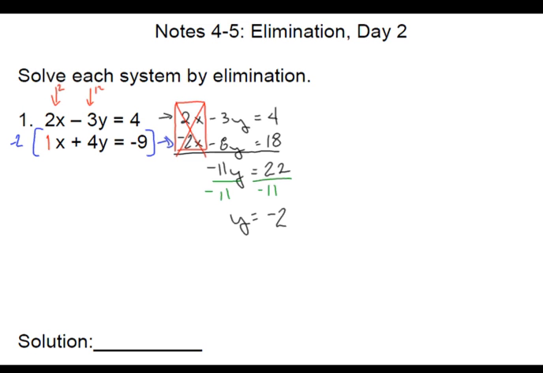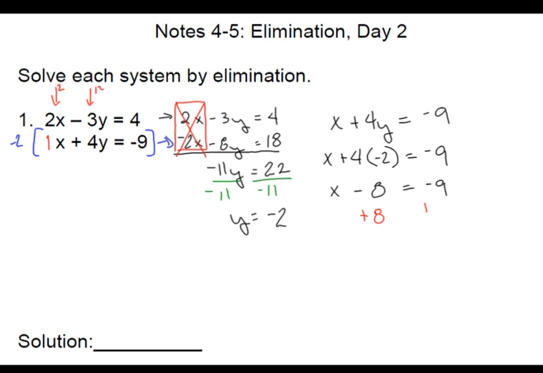Now that I have my y value, I can go back and solve for my x value. I'm going to take the bottom equation, x plus 4y is equal to -9, and use that to solve for my x value. I go back and substitute for my y value a -2. I multiply 4 times -2 is -8, still equal to -9. I now add 8 to both sides, and I find that x is equal to -1. So my final solution is -1, -2.